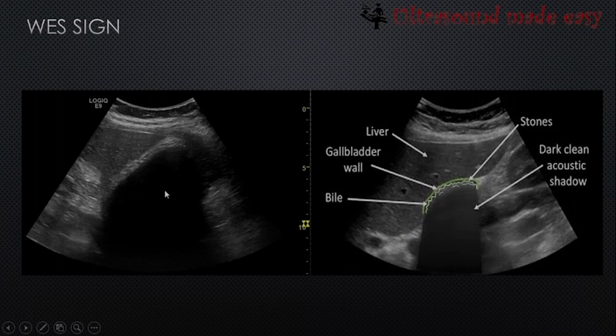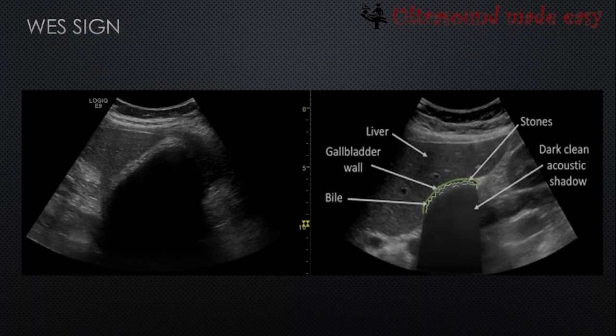A WES sign is indicating that the gallbladder is filled with multiple stones and surgery is supposed to be advised. Here in this case you are seeing that there is a clear wall. Below the wall, there are some stones, and below the stones, there is posterior acoustic shadowing. So this is wall, echo, shadow. That is the WES sign. The WES sign is giving us an idea that the stones are present in such surplus amount that the gallbladder is filled with multiple stones.